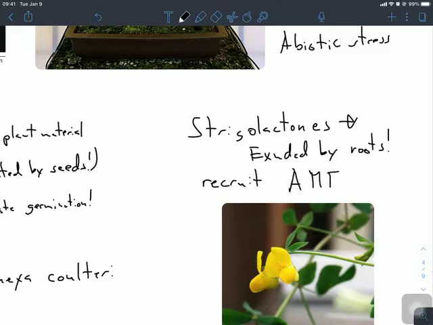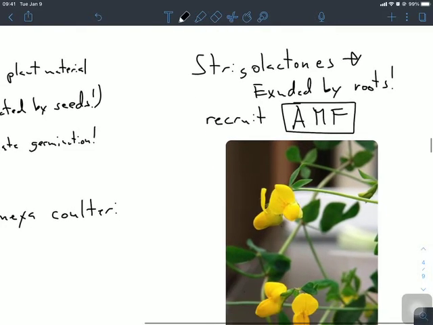Arbuscular mycorrhizal fungi. I have to say mycorrhizal fungi is one of my least favorite words to spell, on account of the fact that I think I'll spell it differently every single time if I'm writing by hand.